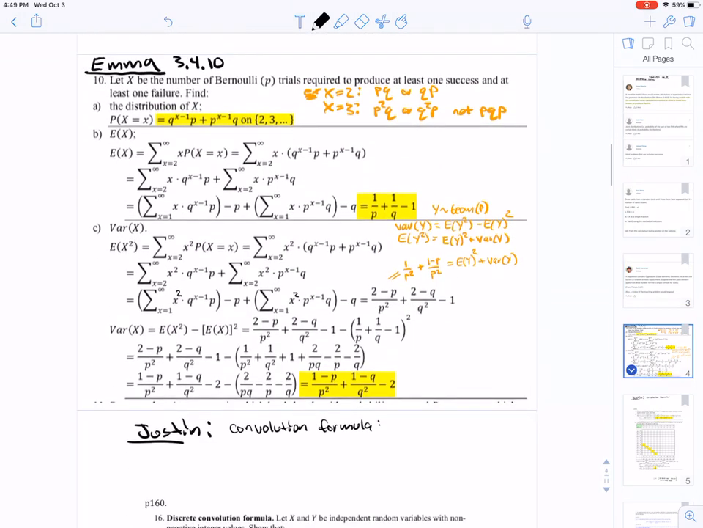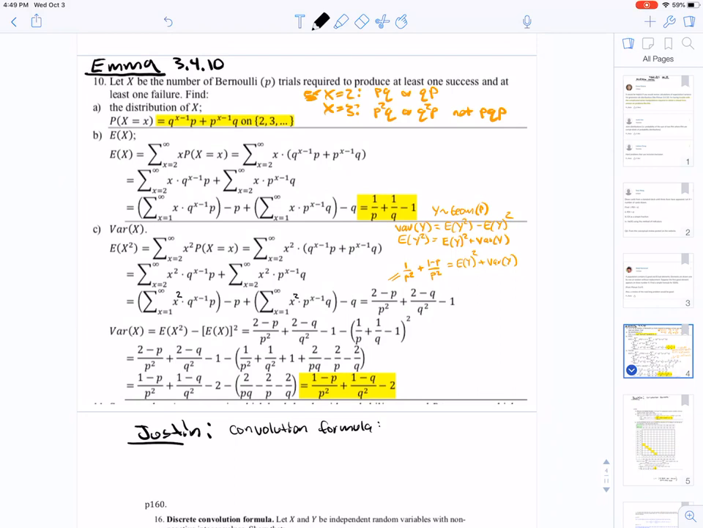So let's start with Emma. We have X is the number of Bernoulli P trials required to produce at least one success and at least one failure. Should be fairly clear what the formula is for this distribution, since, for example, if X is 3, it's either P squared Q or Q squared P, but not PQP, because if it was PQP, you would have stopped after Q, because you would have had at least one P and at least one Q at that point.